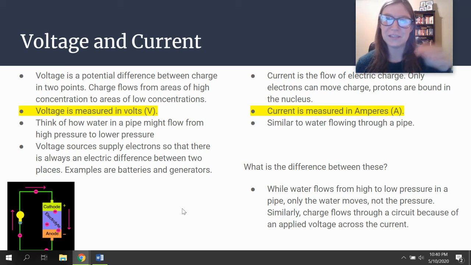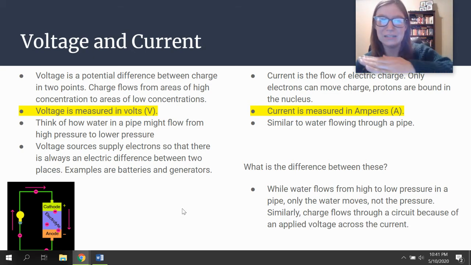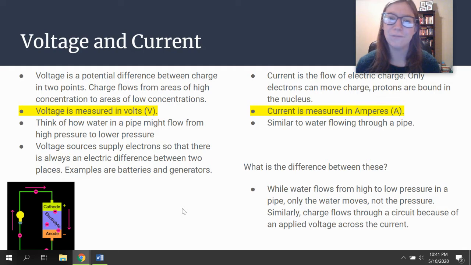Entropy says that things would like to be evened out, right? So things are always going to go from where it's high up and flow into areas of low. Voltage just says that there's a potential difference between 2 points. Like there's a lot of charge over here, there's not so much over here, so things would like to be moved between those 2 areas. Voltage is measured in volts, and we have a little V for our symbol.